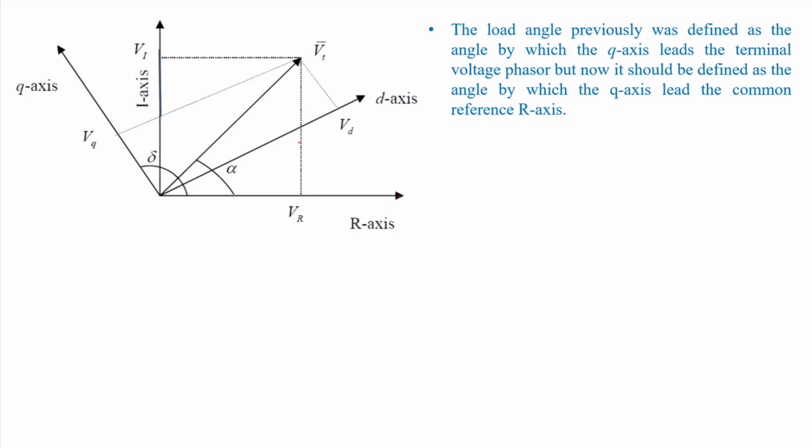And under steady state, both these reference frames are rotating at synchronous speed. Because the rotor is rotating, the D axis and Q axis lie on the rotor, and the rotor is at synchronous speed under steady state condition. Therefore both will be synchronous, and this angle delta will not change under steady state condition.